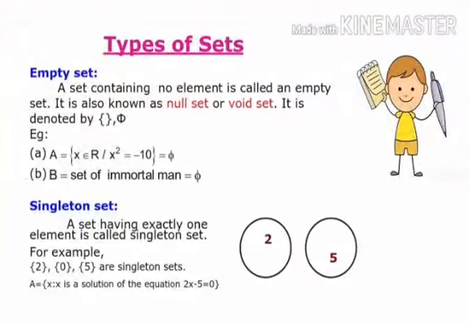Empty set. A set containing no element is called an empty set. It is also known as null set or void set. It is denoted by empty curly braces and with phi. Here the example is given.